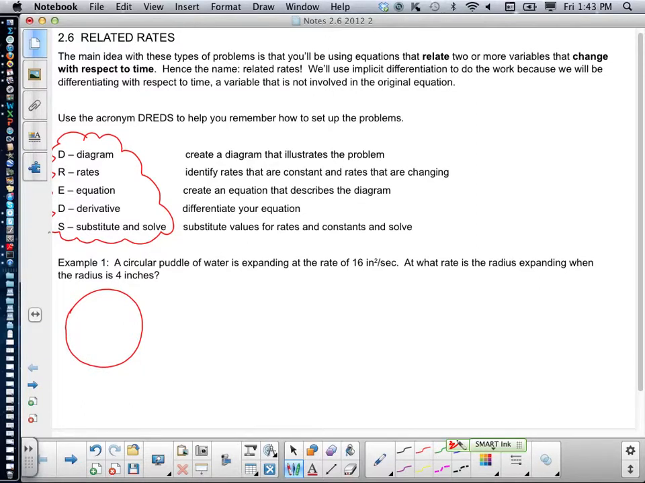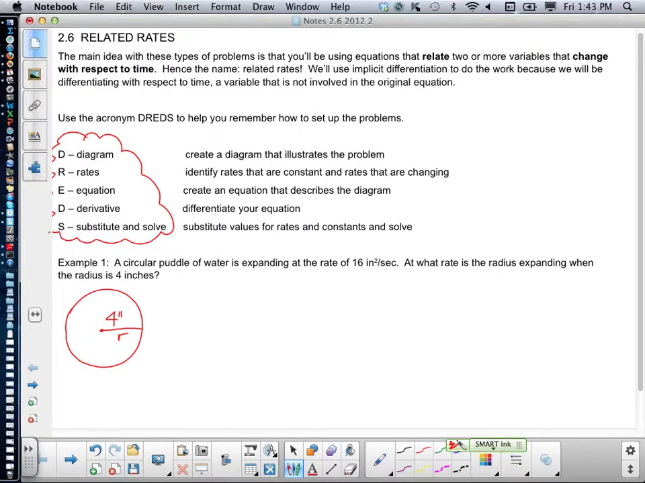And the circular puddle has a radius, so we'll put an R. And the particular point in time where we're interested in the rate of change of the radius with respect to time is when the radius is 4 inches. So I'm just going to label that radius 4 inches. All right, so there's a diagram.